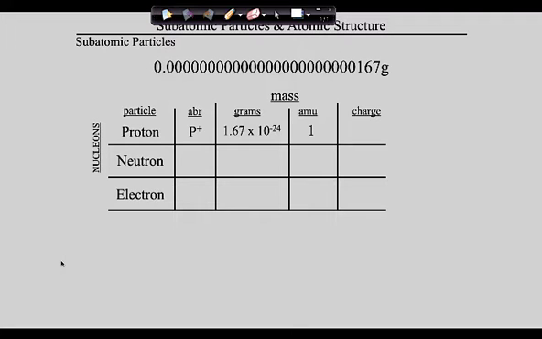Now, what about charge? You guys all know that protons are positive, but guys, it's not enough to just say positive, it's positive 1. And that's going to be important in just a minute. All right, y'all caught up with me?